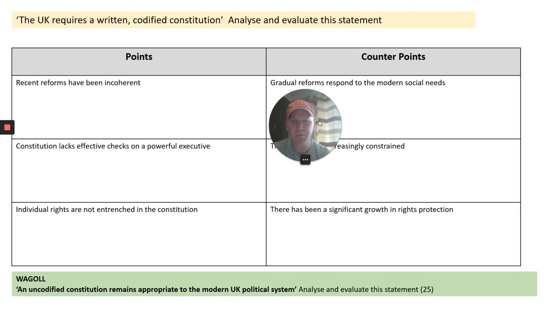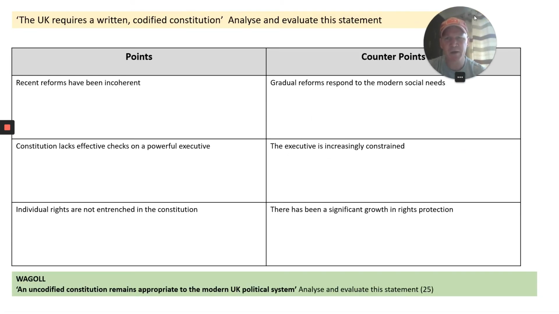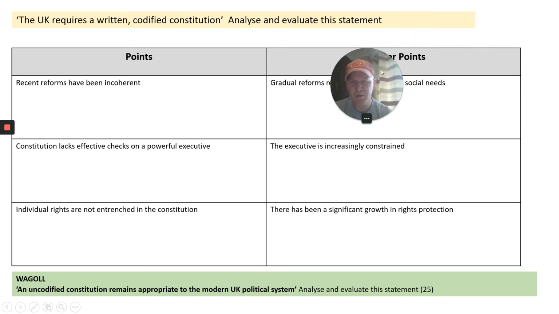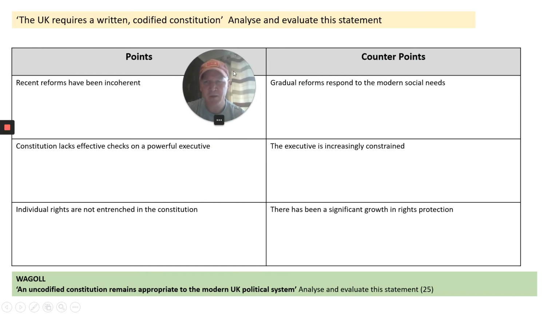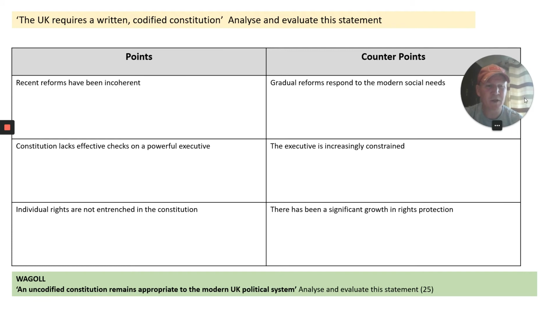So first of all, the table. If we take this question, it requires a written codified constitution. These are the points in favor of that. I've picked out 3. First one being recent reforms have been incoherent. The counter to that point, of course, is that gradual reform in the UK is more appropriate because it suits modern needs. You don't do all your reforms at once, you develop as society changes.